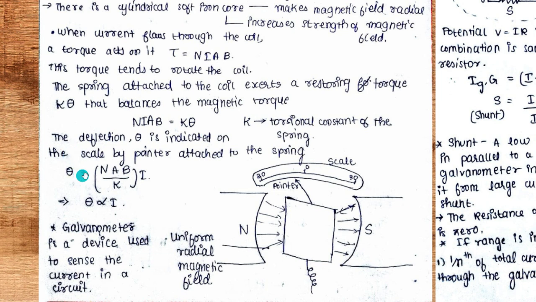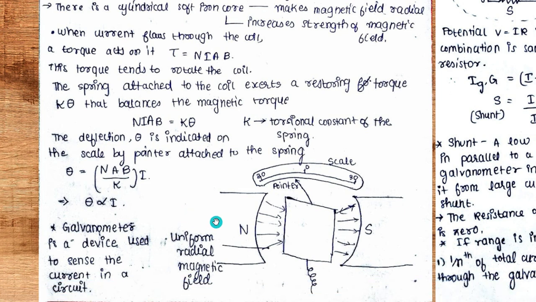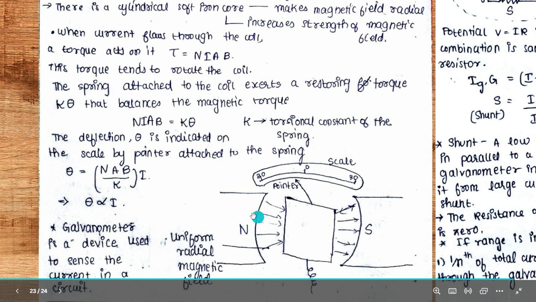Now finally I get theta is equal to NAB by K into I, where area, magnetic field magnitude, and number of turns by torsional constant are constant terms, right? So this tells us that theta is directly proportional to the amount of current. So the angular displacement is directly proportional to the amount of current passed through the coil. A galvanometer is a device used to sense current in a circuit. And here you can see this is a uniform radial magnetic field as we discussed.